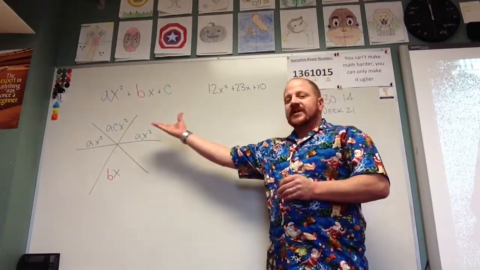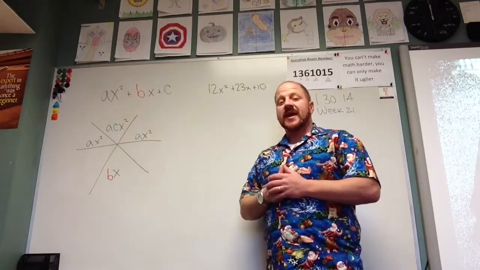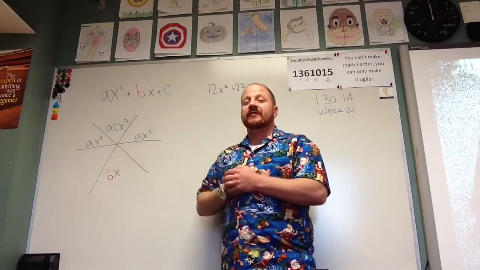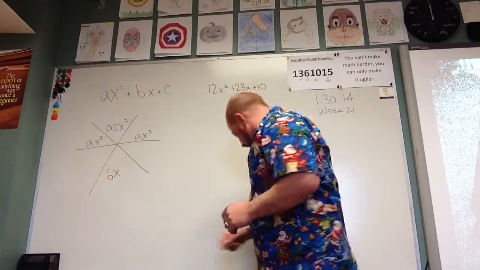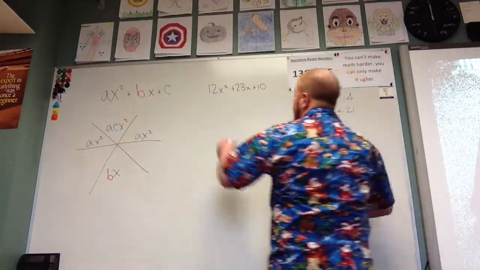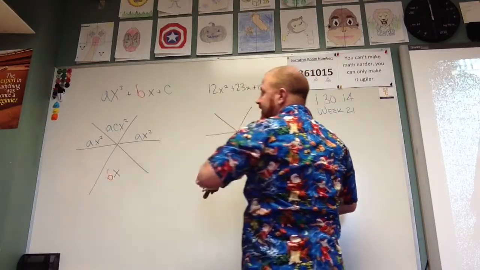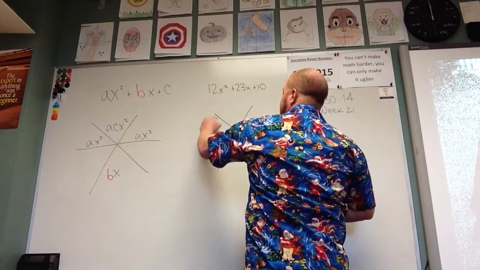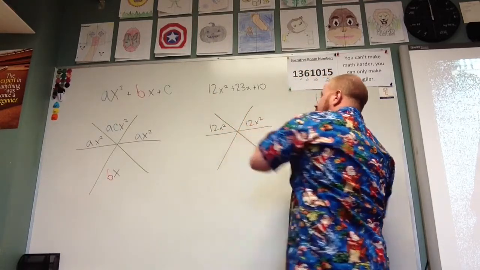We're going to use the asterisk method, where literally I can fill out 4 of the 6 spots of my asterisk just by visually inspecting and taking information from the function that was given. So when I set up my asterisk now on 12x squared plus 23x plus 10, following the same rules as last time, the top left is just going to be whatever my first term is, 12x squared. Top right is also the same, 12x squared.